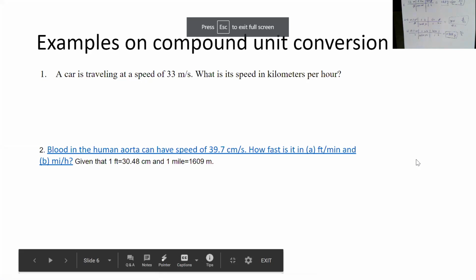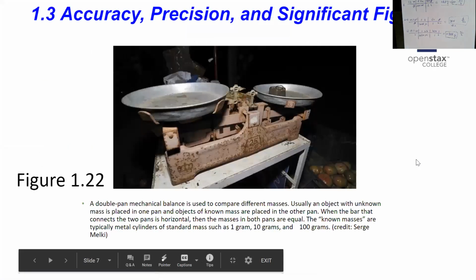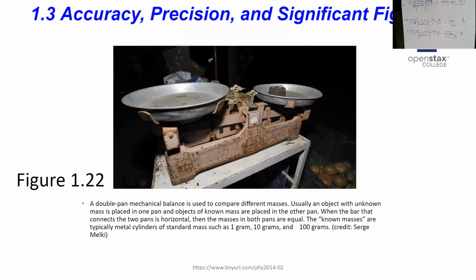All right. Now that's unit conversion, single unit conversion, compound unit conversion. Now let's move on to another topic here in this chapter. It talks about accuracy, precision, and then the significant numbers. So how many numbers you want to keep when you are reporting your measurement or submitting your answers. So let's touch on that one.